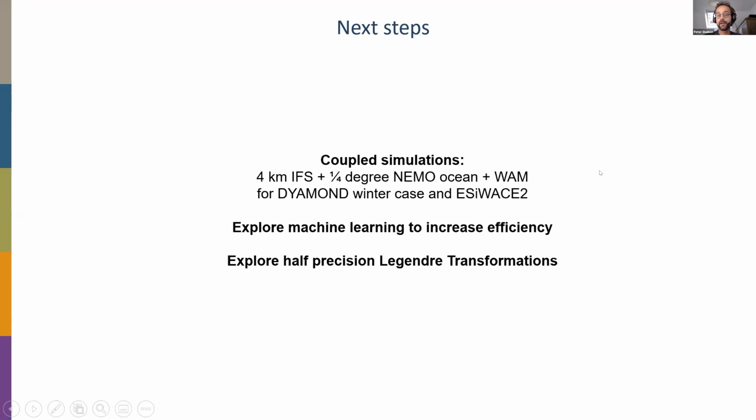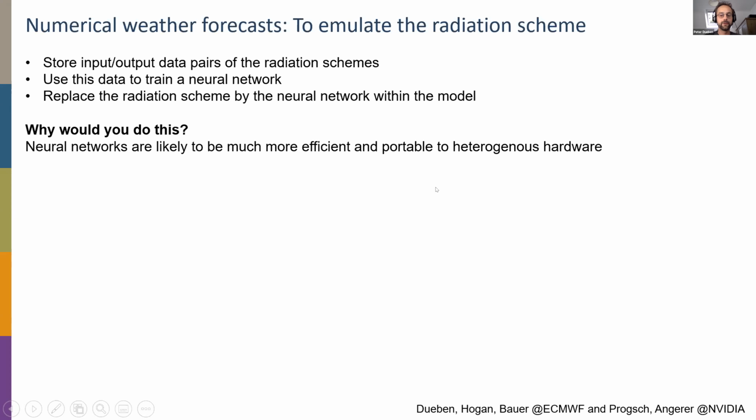So the next steps after this one simulation: we want to go to coupled simulations, and this will be done first of all in the framework of DestinE winter cases. So the next version of DestinE is going to look into coupled simulation. We're going to have a 4 kilometer IFS simulation coupled to a quarter-degree ocean plus the wave model. We're also going to explore machine learning to increase efficiency, and half precision to increase efficiency, in particular for the Legendre transformations. And as I said, I'm probably running out of time, so I'm going to skip over those slides mostly.